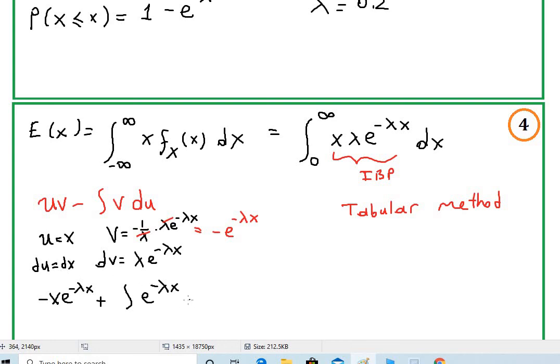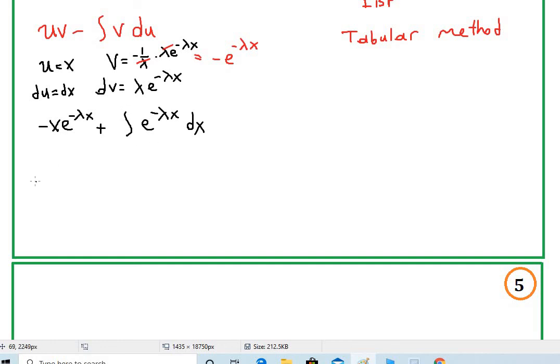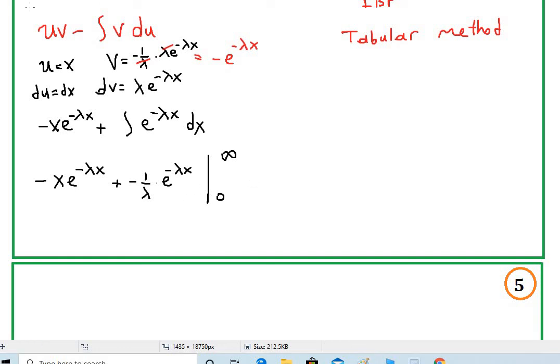Our du is dx. And we end up with negative x e to the negative lambda x plus the antiderivative of this, negative 1 over lambda times e to the negative lambda x, from 0 to infinity, everything. Now we're going to apply the fundamental theorem of calculus. We need to plug in the upper boundary and lower boundary for both functions here.